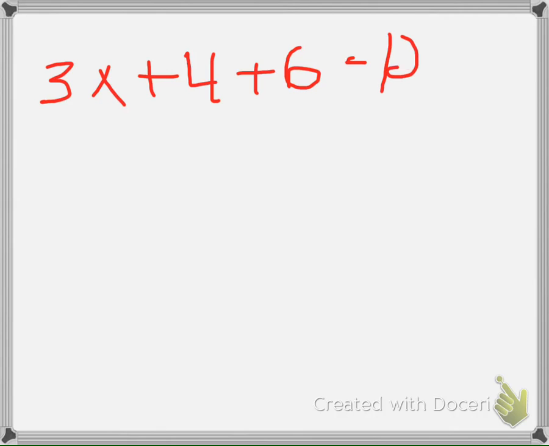Okay, here's the next problem. 3x plus 4, write this down, plus 6 minus 12x equals 50. Try to do the problem on your own, and when you have done the problem, turn the video back on and check yourself.